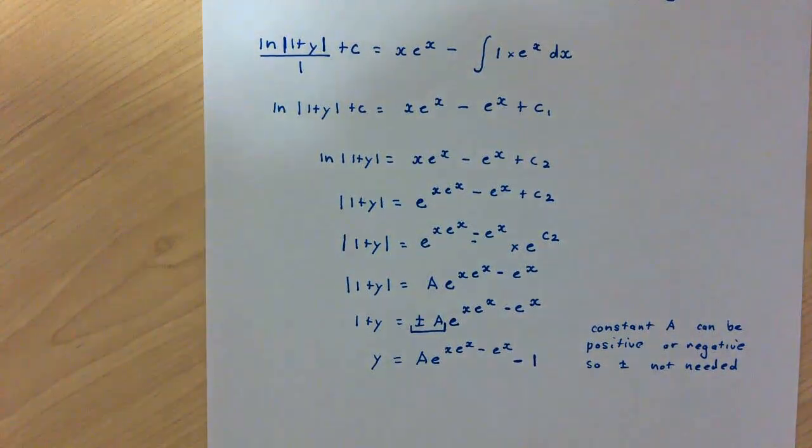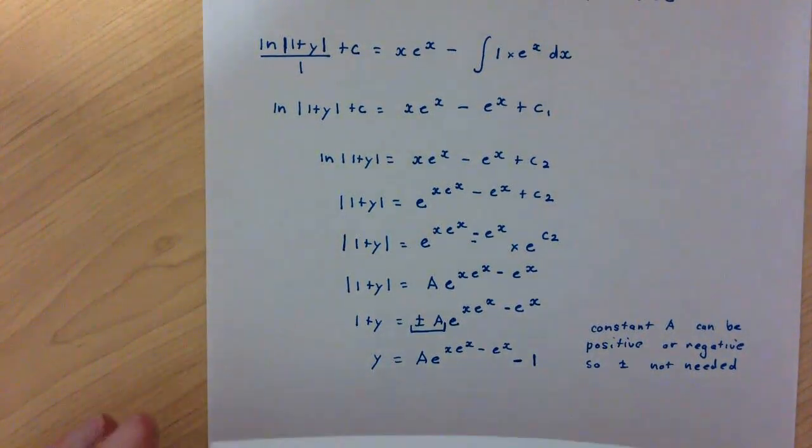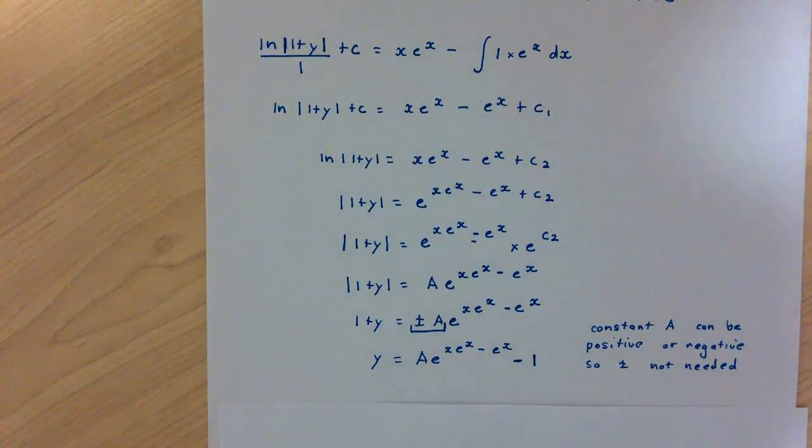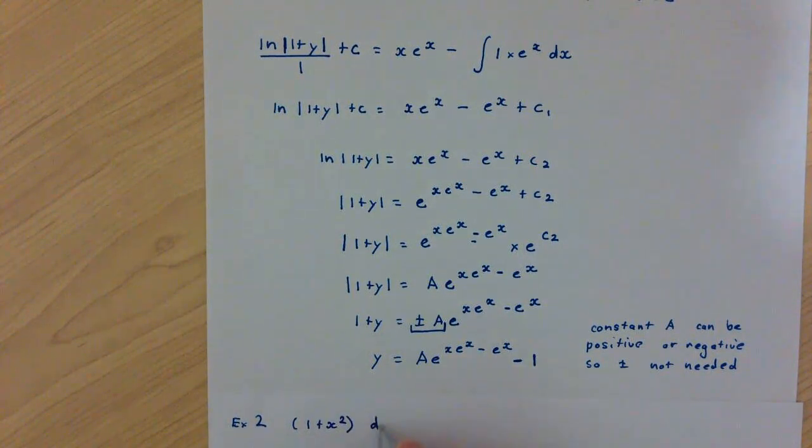Alright, second example. So if you need to just finish copying that down, just pause the video. I'll leave it up there while I'm writing down the second example. So this is also at the bottom of your sheet. So it's 1 plus x squared dy dx is equal to 1 plus y squared.